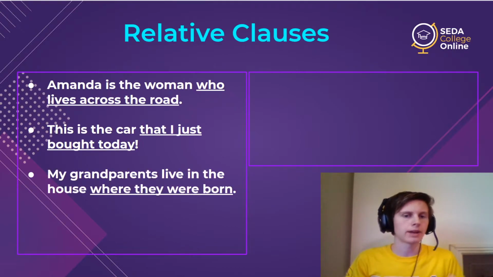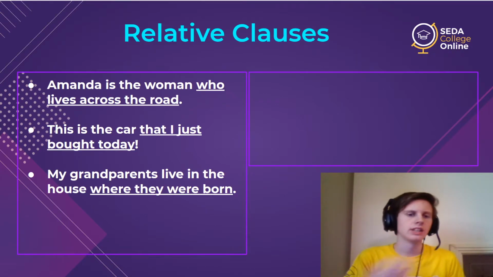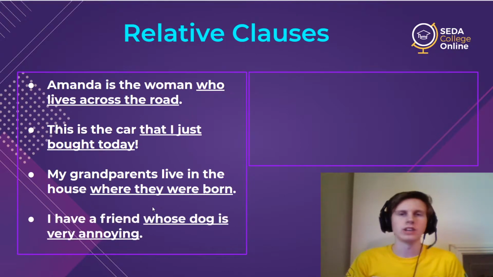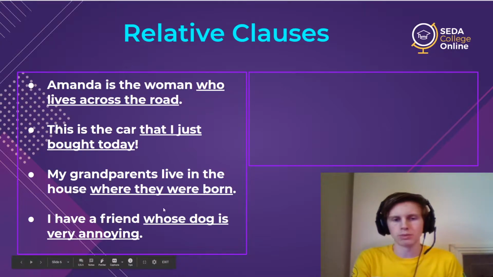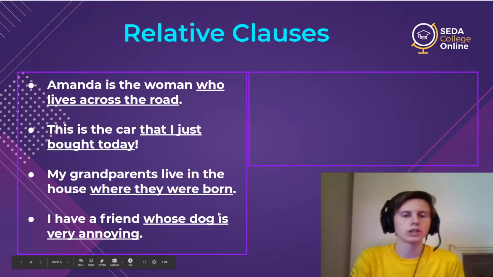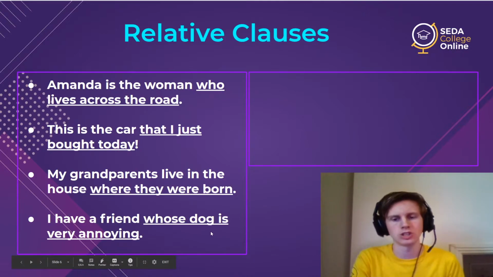Or something like, my grandparents live in the house where they were born. I have the sentence, my grandparents live in the house. Independent clause, totally complete. And now I want to describe the location. This is the location where they were born. And finally, I have a friend whose dog is very annoying. So now I want to describe the relationship between the dog and the friend. And I want to describe that this dog of this person, of this friend, is very annoying. So I can use whose to show that relationship.